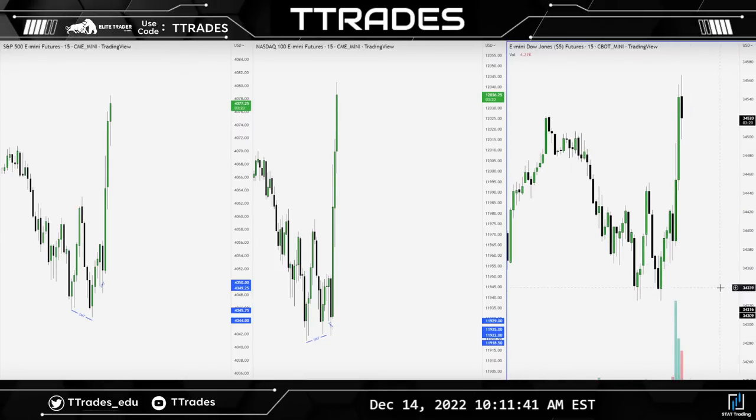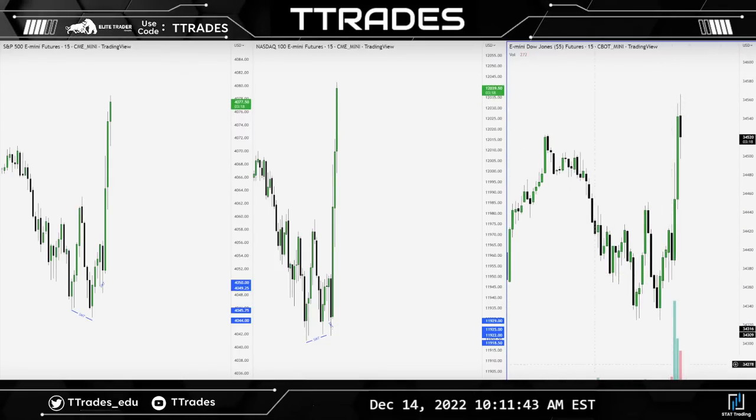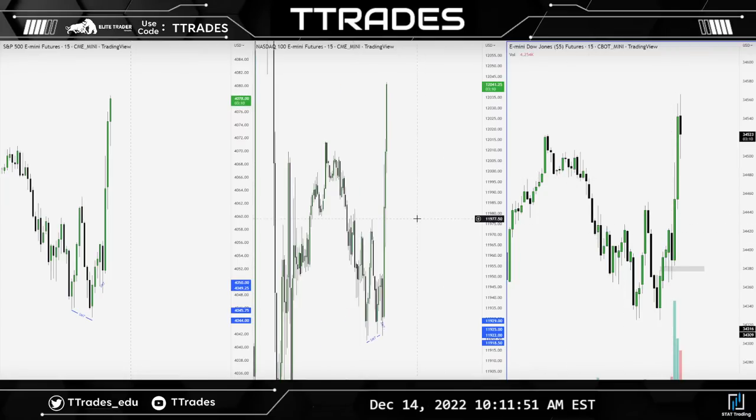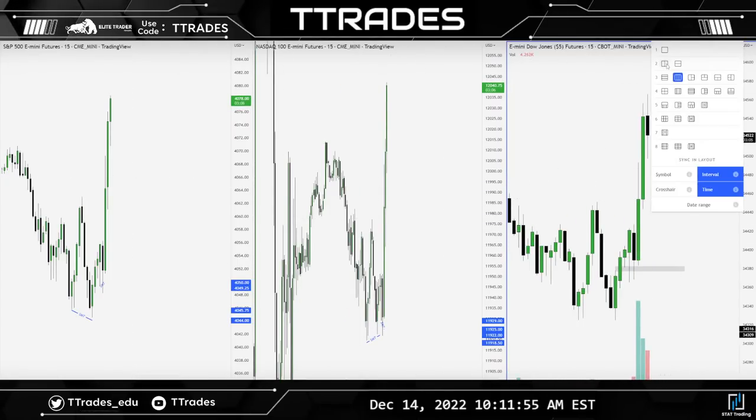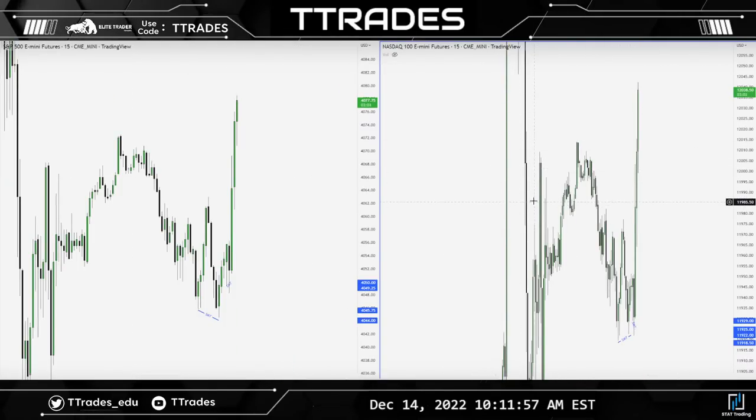Looks like it had that little SMT at the low. And it looks like it provided a better entry in terms of this long, right? But if you notice, it lags quite a bit or leads. Right now it's lagging. So I personally prefer to look at just NASDAQ and ES, and that way I don't get as overwhelmed either.